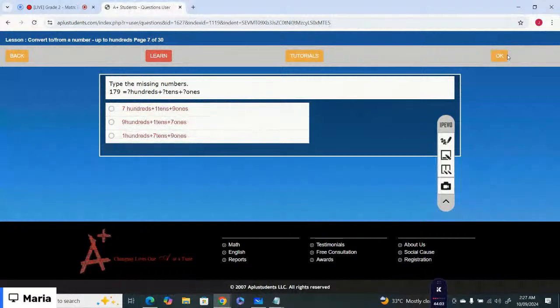Type the missing number 107, which is the correct option. That is 100, 7 tens, and 9 ones. The correct option is 100, 7 tens, and 9 ones.